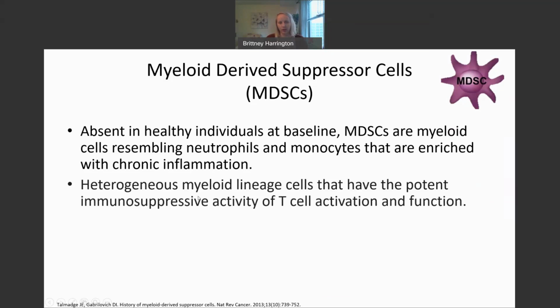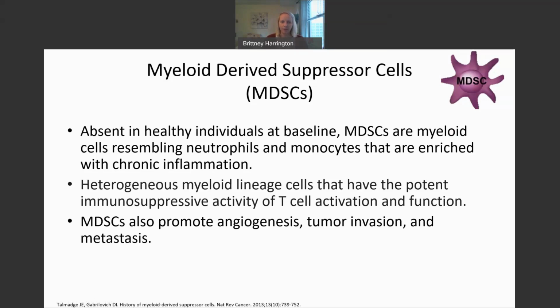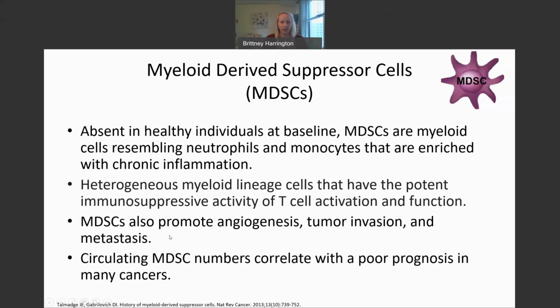So as I said, they're quite heterogeneous, but they all share the ability to suppress T cell activation, so they can suppress the adaptive immune response and also promote other aspects of tumor growth, including angiogenesis. They can support tumor invasion and metastasis. So it's also been shown that the more MDSCs that a patient has, the poorer the prognosis on the outcome of cancer.